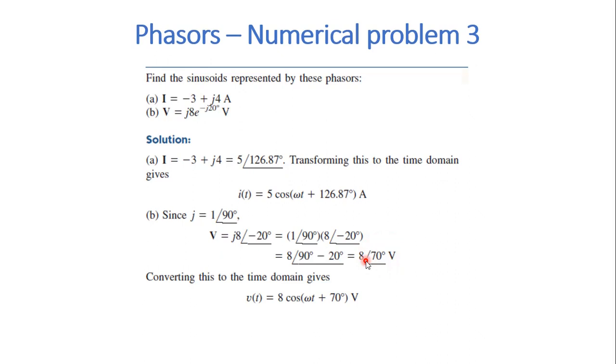We want to find out the time domain form. Time domain form, again we are going to write as Vm cos(omega t + phi). Comparing these two, Vm is 8, so it is 8 cos omega t, and the phase angle is 70 degrees, so plus 70 degrees volts. So this is the equivalent time domain representation.